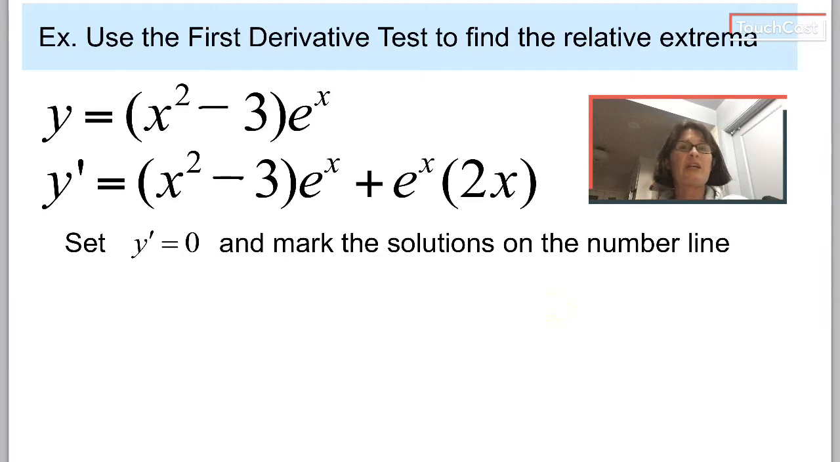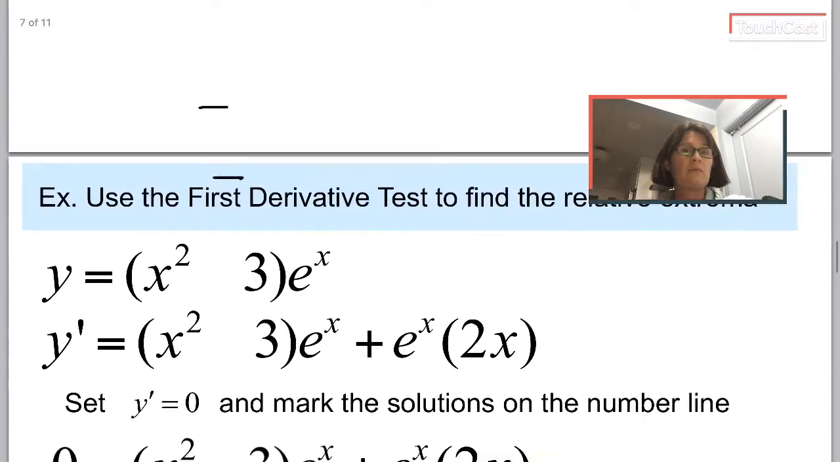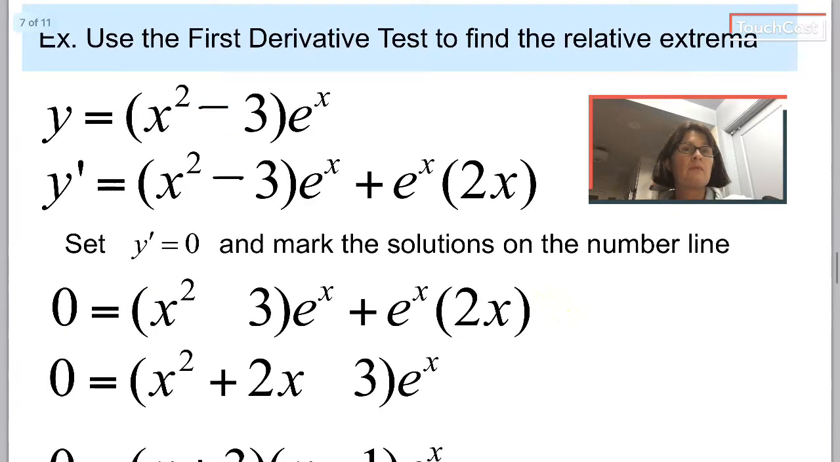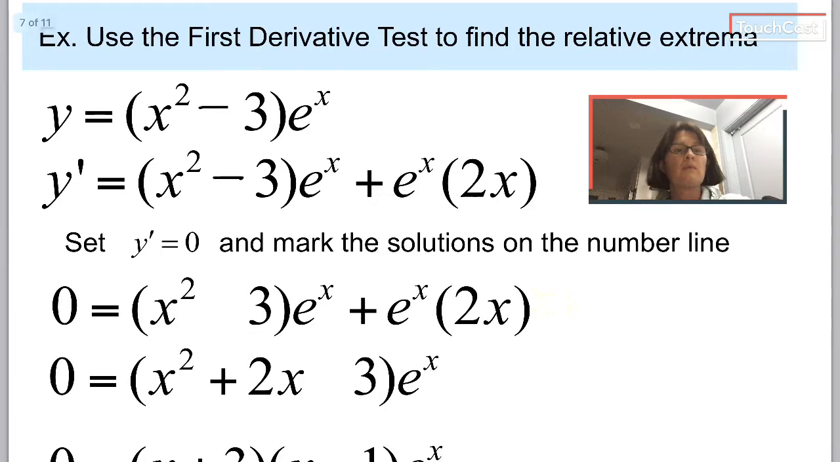So here's my strategy. I have my y function. I need the critical points, so I'm going to find y prime and set it equal to 0. Notice I've used the product rule to take this derivative. So here I have my first derivative. This is not exactly a polynomial, but my only technique for solving equations that have degree 2 and higher is to try to factor. So that's my technique.